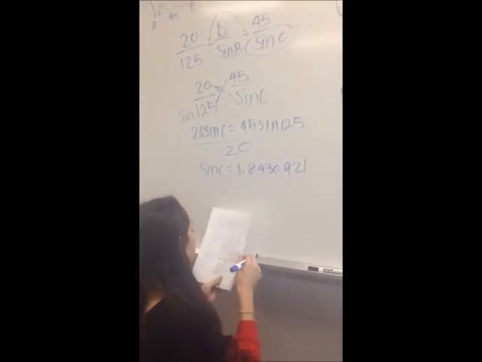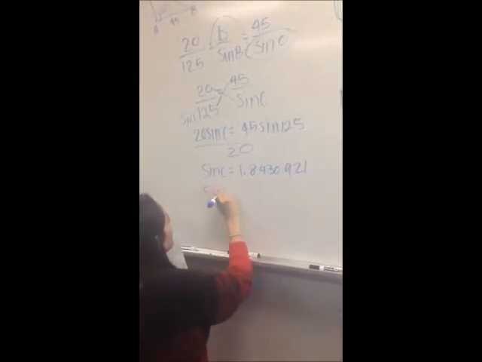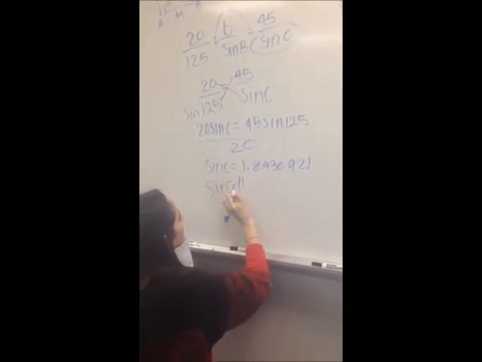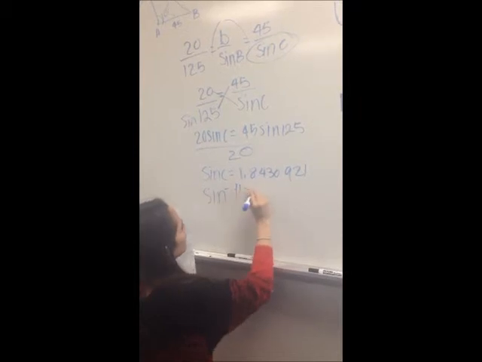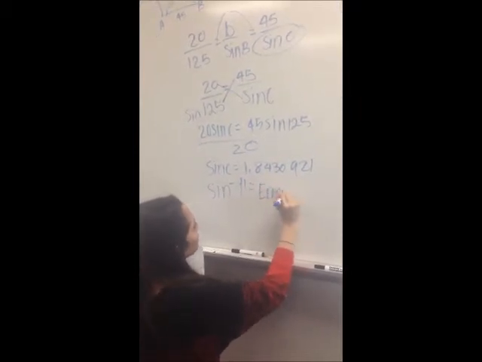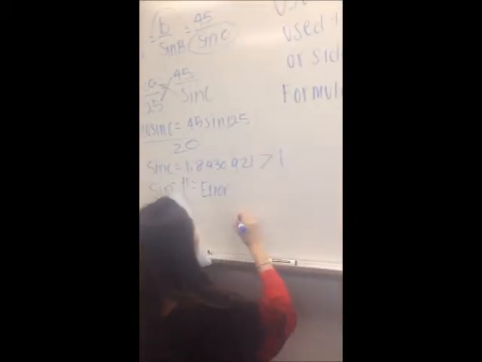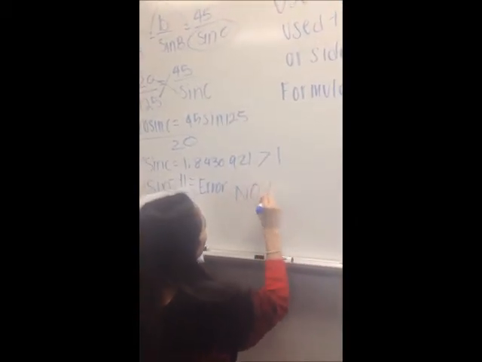And when you do sine inverse, it will equal an error, because sine of c cannot be more than 1. So that means no triangle.